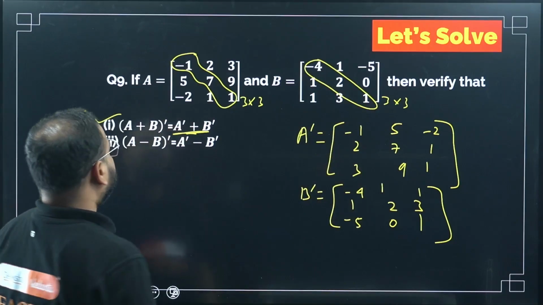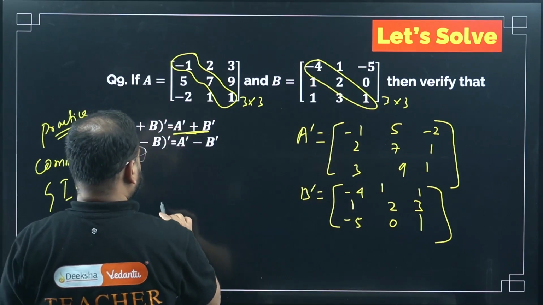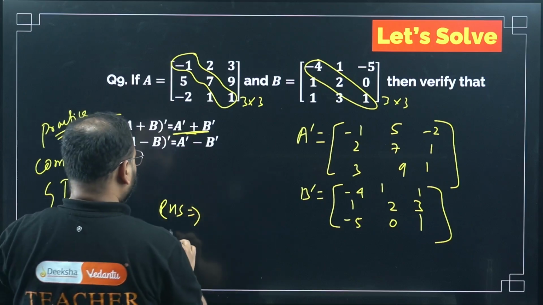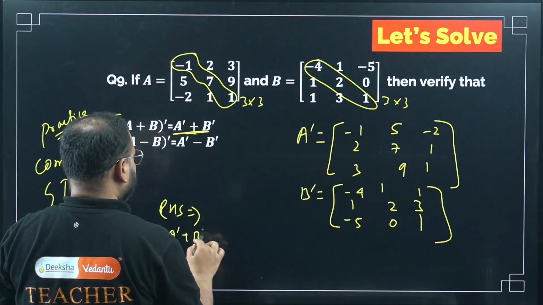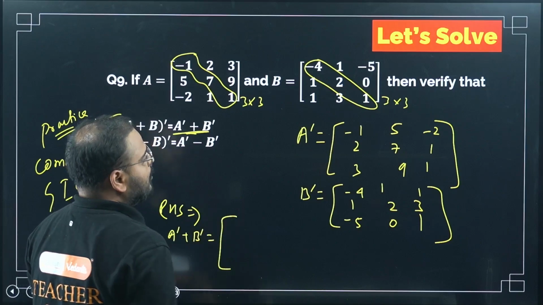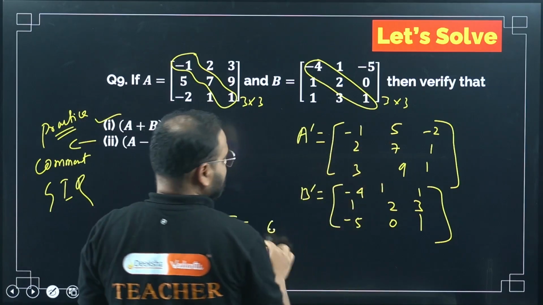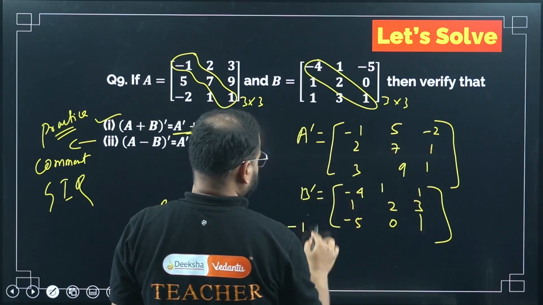Now do one thing. We are doing the RHS first. So add this. I'm looking to do A transpose plus B transpose. How many matrices? 3 cross 3. So minus 4 minus 1, minus 5. 1 plus 5, 6. 1 plus minus 2, minus 1. Please check here.